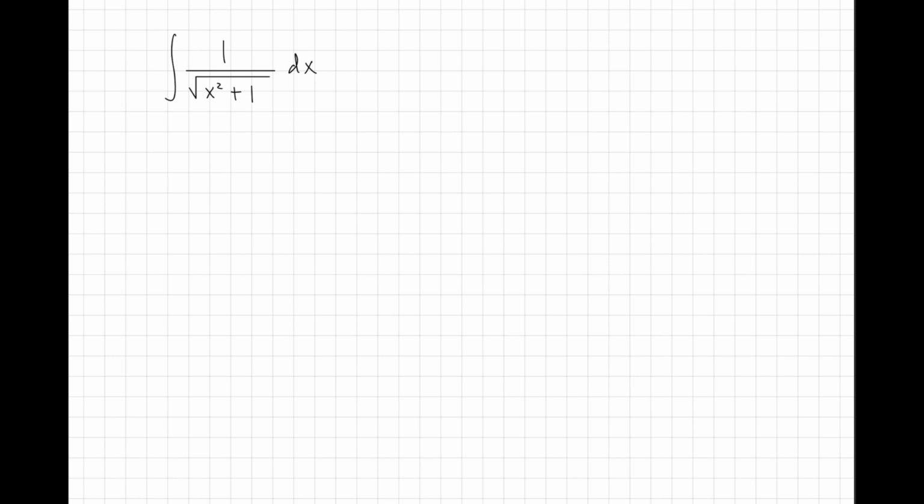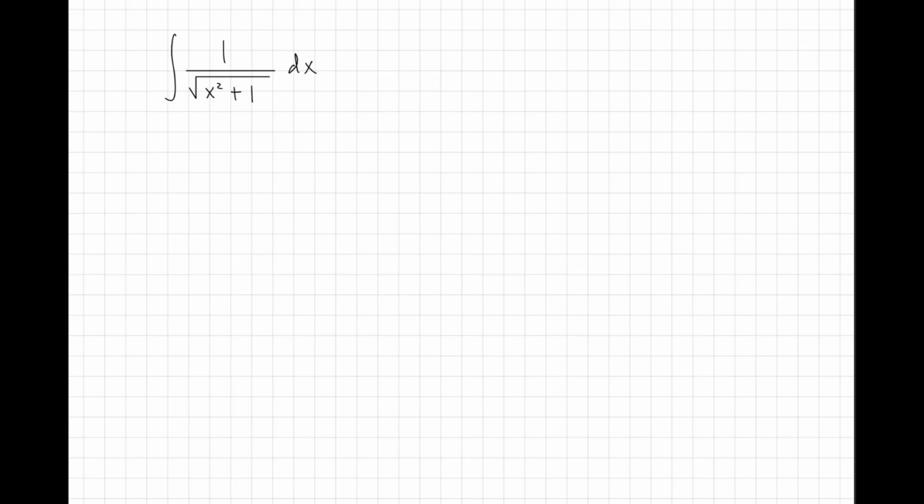In the following video, let's go ahead and take a look at the integral of 1 over the square root of x squared plus 1 dx. So there's a special method for solving this. It's a trigonometric substitution. What we're going to use is tangent.